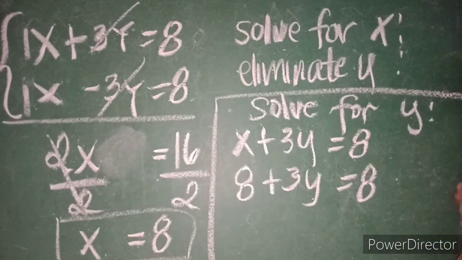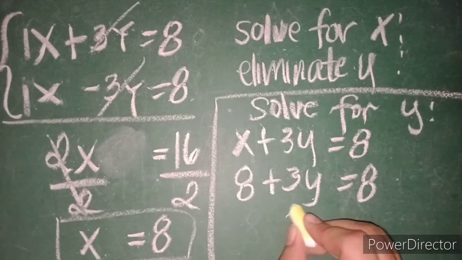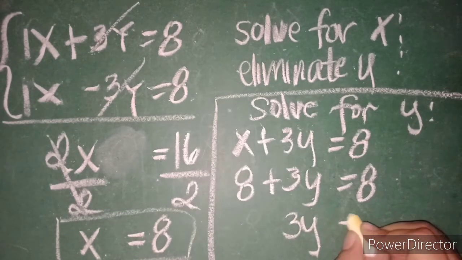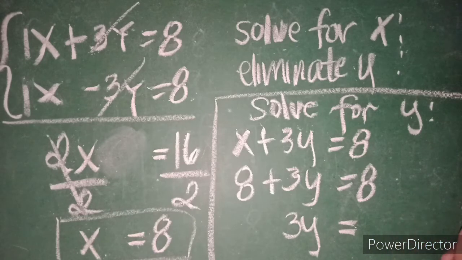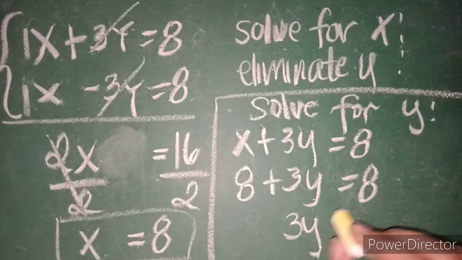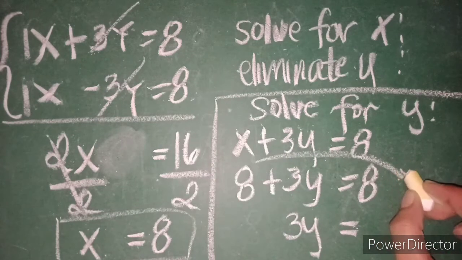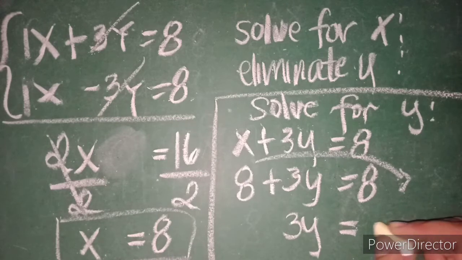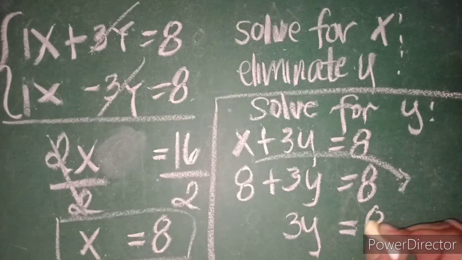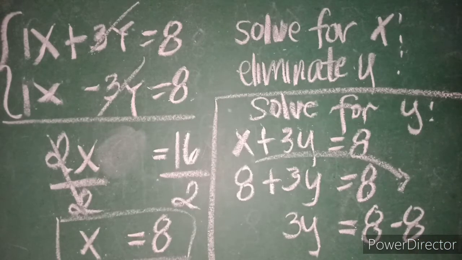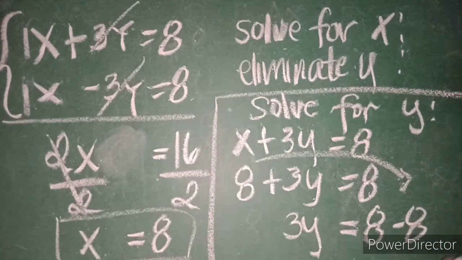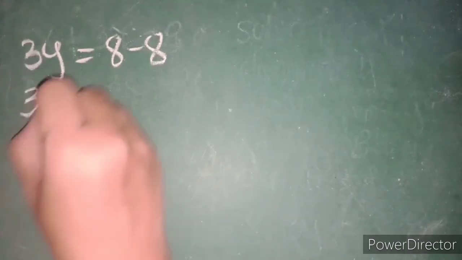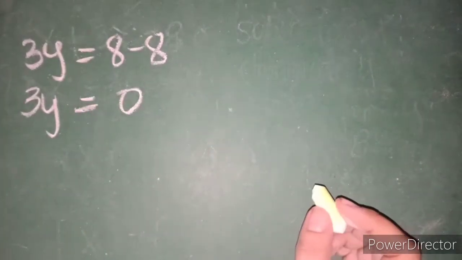Okay, para ma-solve natin yung y, ilalagay natin siya sa left side at yung mga constant nasa right side. Ililipat natin yung positive 8 sa right side. Sa positive, mag-change na sign, magiging negative. So next, rewrite natin muna yung 8 and then transpose 8, it becomes negative 8. So, now we have 3y equals 8 minus 8. And then, we simplify. 3y equals 8 minus 8 is 0.